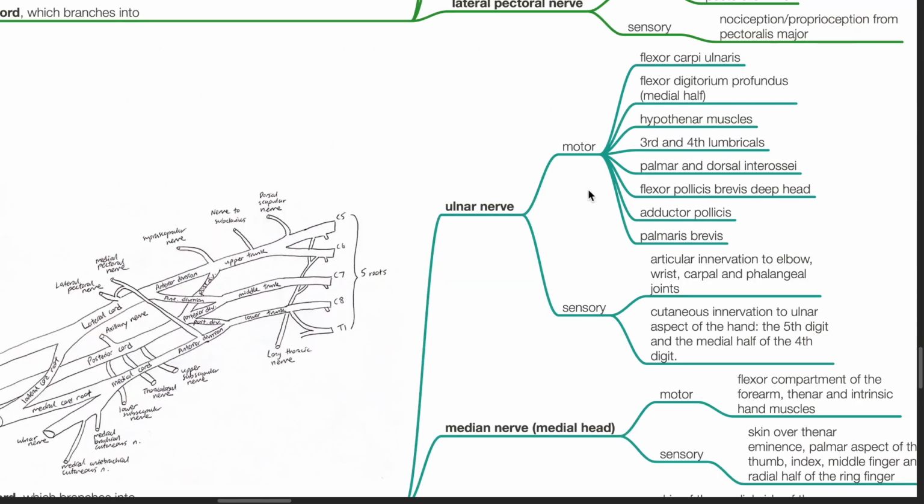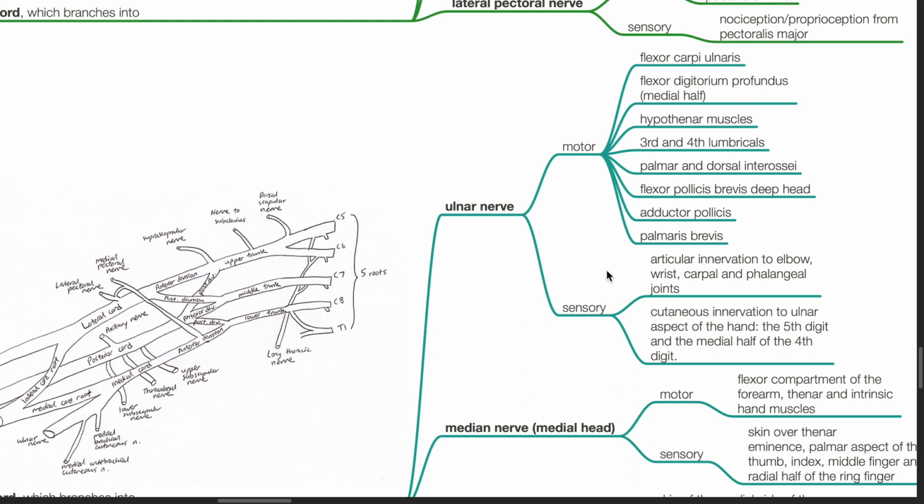The ulnar nerve provides motor supply to the flexor carpi ulnaris, flexor digitorum profundus, hypothenar muscles, third and fourth lumbricals, palmar and dorsal interossei, flexor pollicis brevis deep head, adductor pollicis, palmaris brevis.